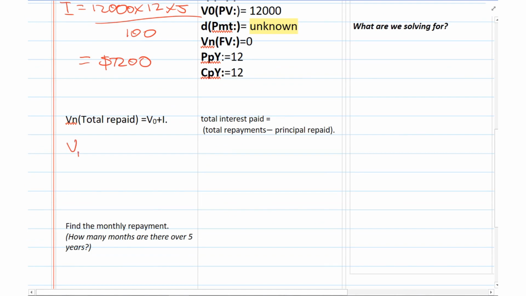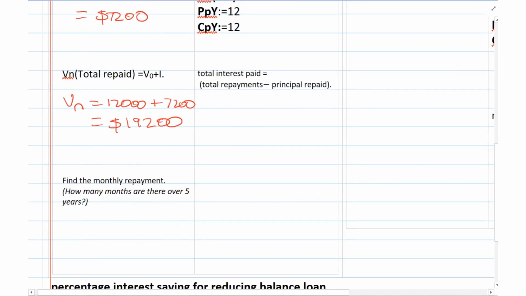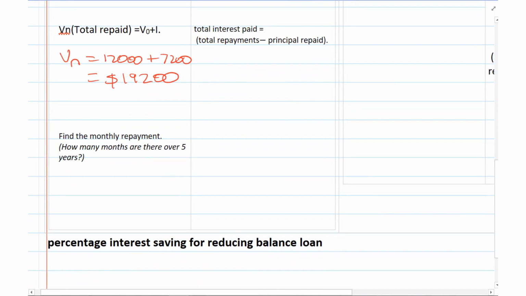To work out how much I have to pay in total, I'm going to have to look at the total amount, and that's what VN is. Remember our V0 was 12,000 and our interest, which we just calculated, was 7,200. That'll give me 19,200. So to find a monthly repayment, we need to know how many months are over 5 years.